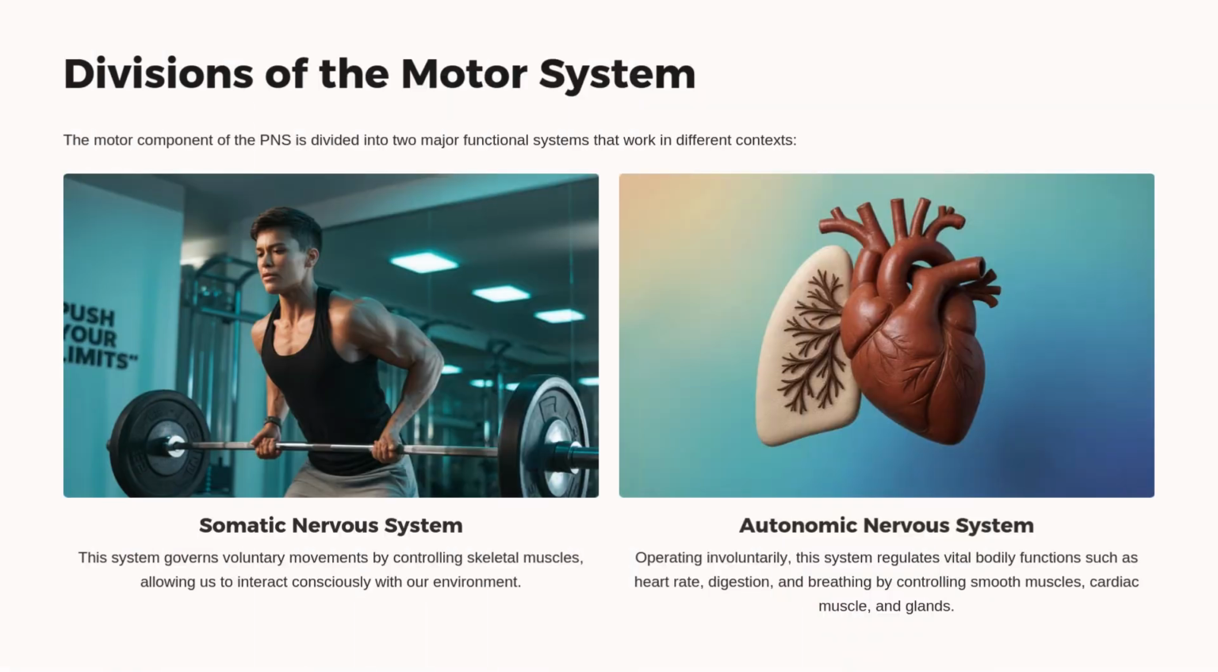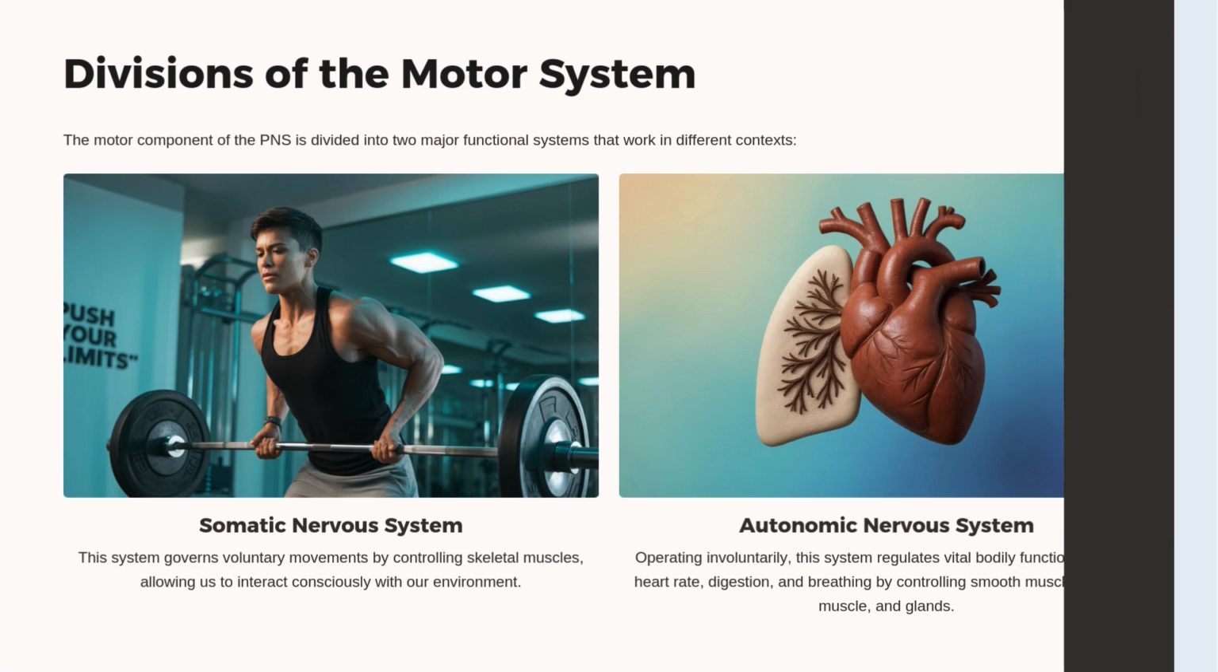Divisions of the motor system. The motor component of the PNS is divided into two major functional systems that work in different contexts. Somatic nervous system. This system governs voluntary movements by controlling skeletal muscles, allowing us to interact consciously with our environment. Autonomic nervous system. Operating involuntarily, this system regulates vital bodily functions, such as heart rate, digestion, and breathing, by controlling smooth muscles, cardiac muscle, and glands.